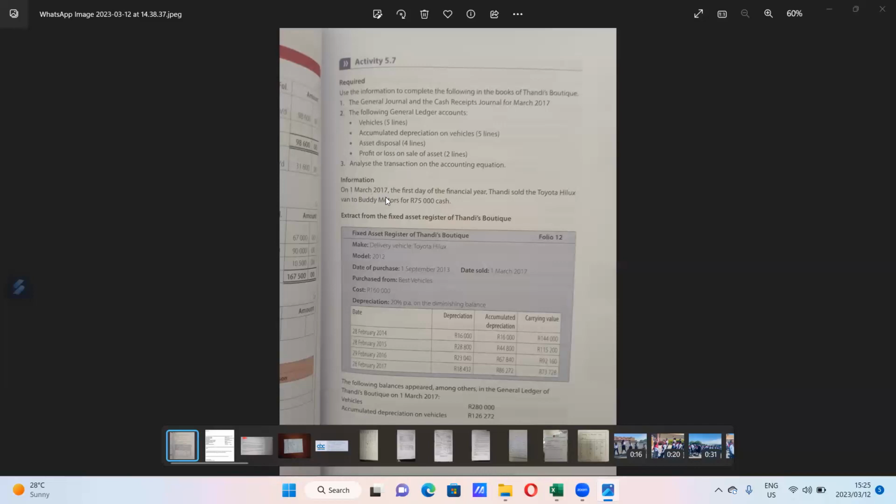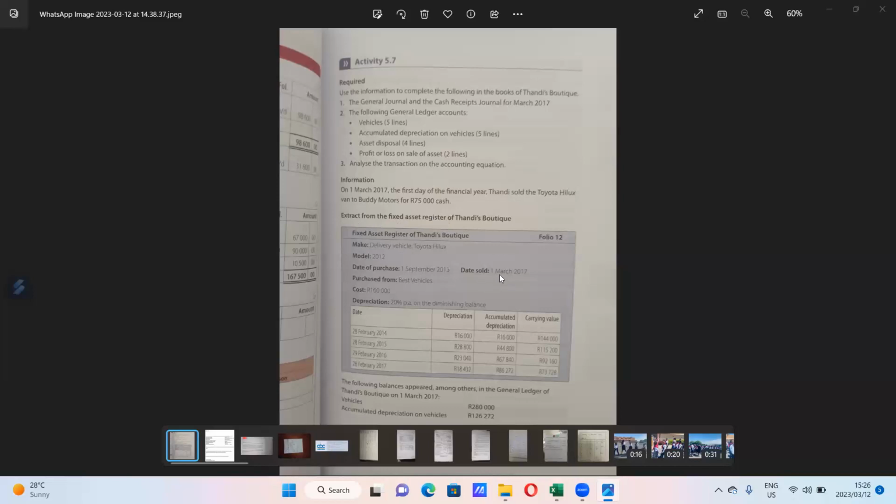On 1 March 2017, the first day of the financial year, Thandi sold the Toyota Hilux van to Buddy Motors for 75,000 cash. 1 March 2017 is the first day, which means the last day is 28 February 2018. Then we've got the fixed asset register of the Hilux. It was a 2012 model. It was bought in 2013, which means from 2014, all the years from 2014 onwards were depreciated for 12 months.